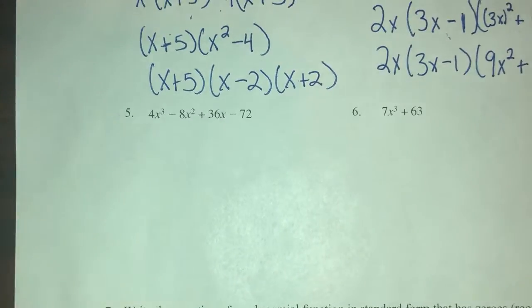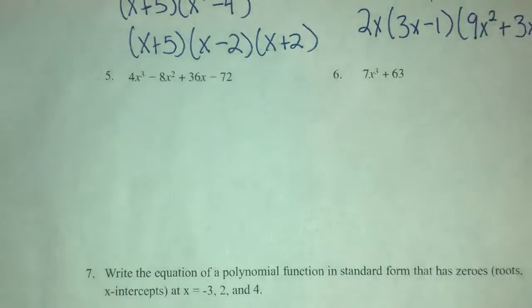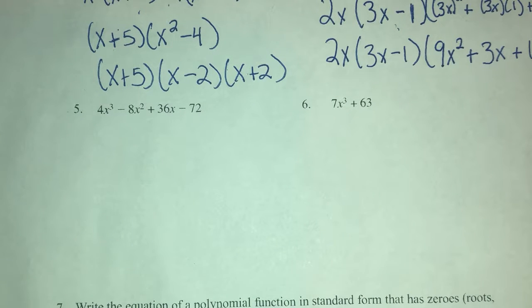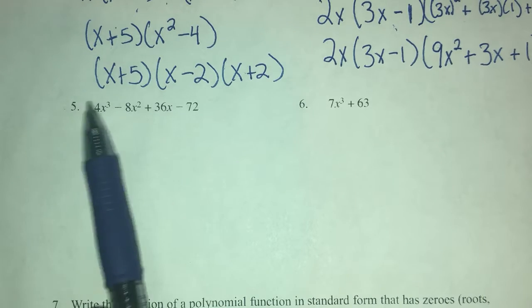Okay, here we go. Now I'm down to number 5. Remember, following my pattern, what might be the first thing that I do? The first thing I'm going to think about is, is there a GCF? In this case, I can see one, right? Let's look at the numbers.